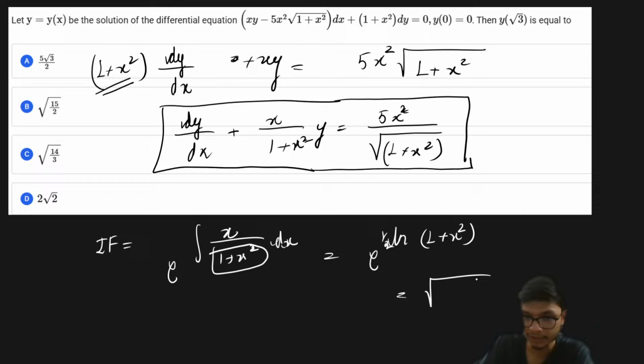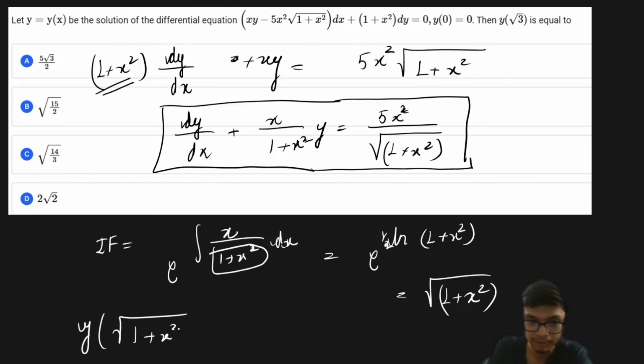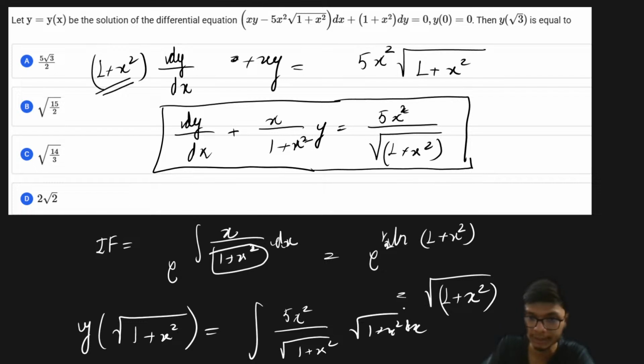So this is going to simply come out as square root of 1 plus x square. So therefore the solution is basically y into integrating factor, that is this, and is equal to integration of 5x divided by square root of 1 plus x square into square root of 1 plus x square over here. So this is going to cancel out, and therefore ultimately the solution is going to come out as 5x cubed by 3 plus some constant c.